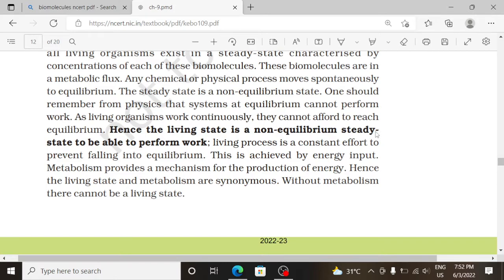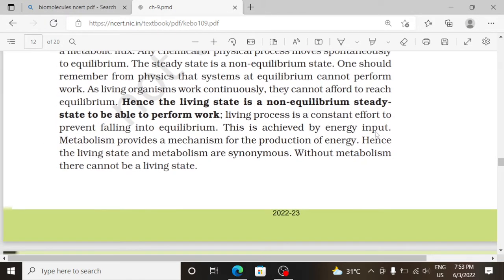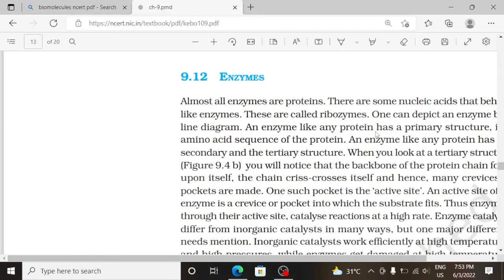Living process is a constant effort to prevent falling into equilibrium. This is achieved by energy input. Metabolism provides a mechanism for the production of energy. Hence, the living state and metabolism are synonymous. Without metabolism, there cannot be a living state.